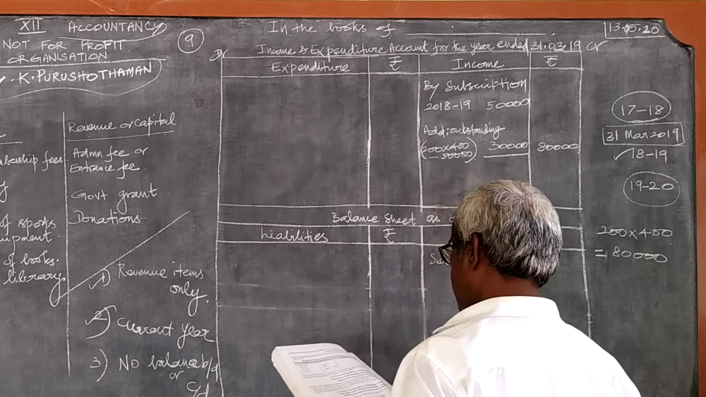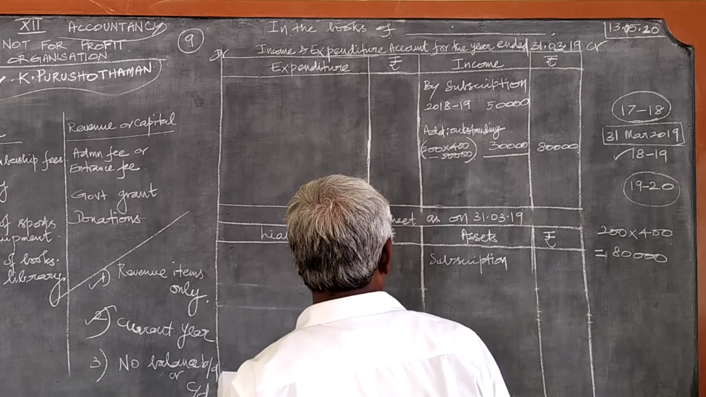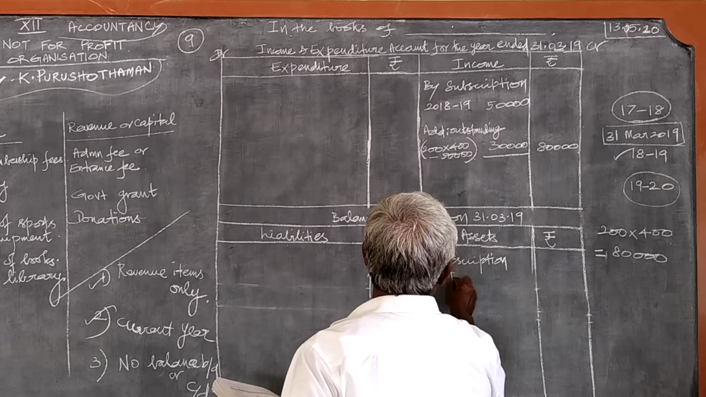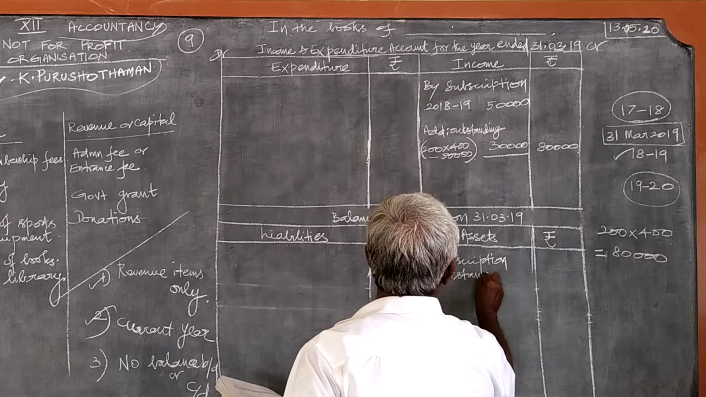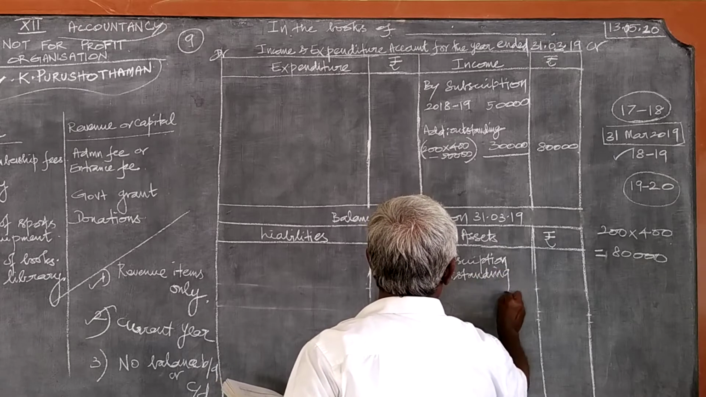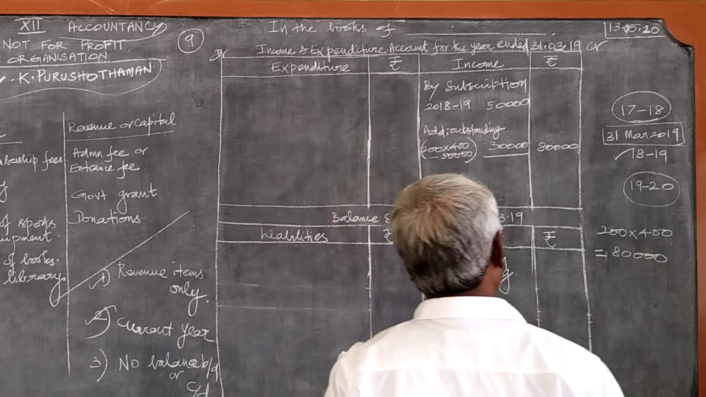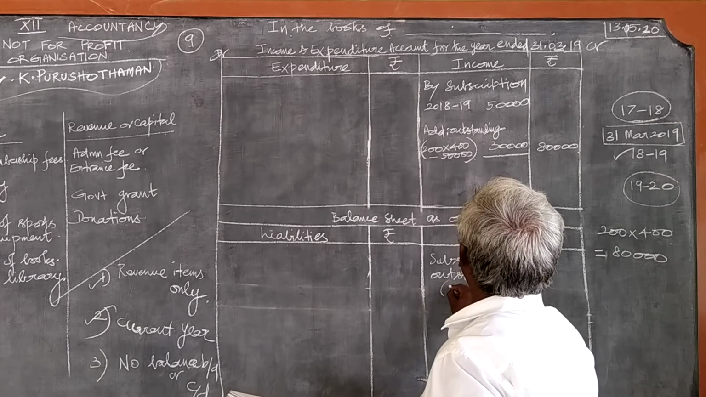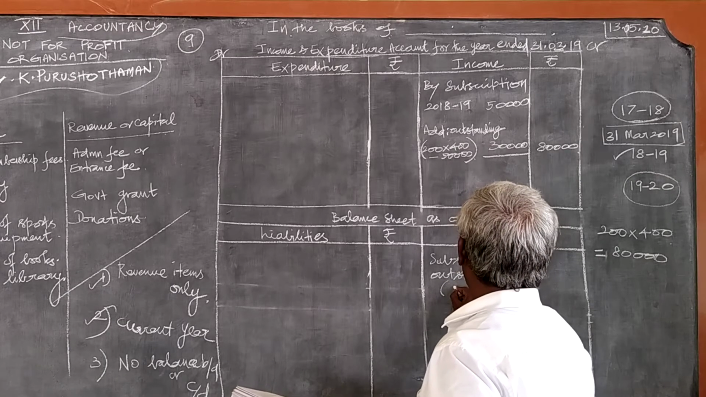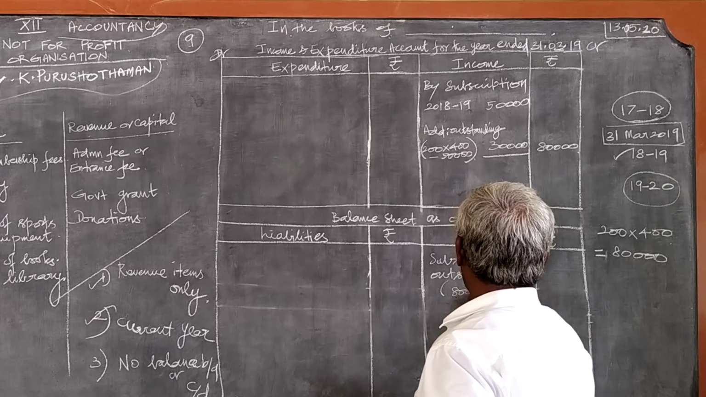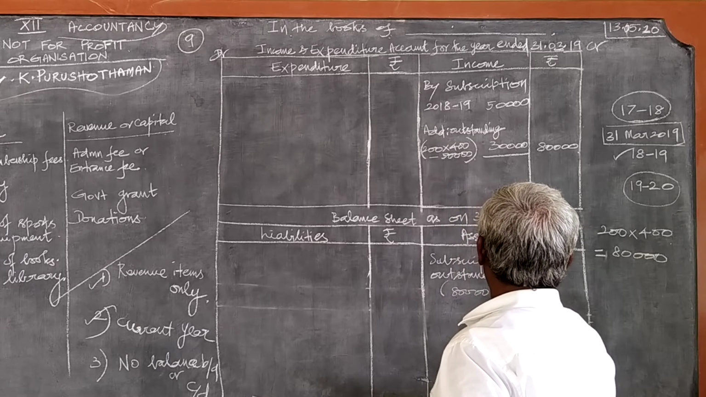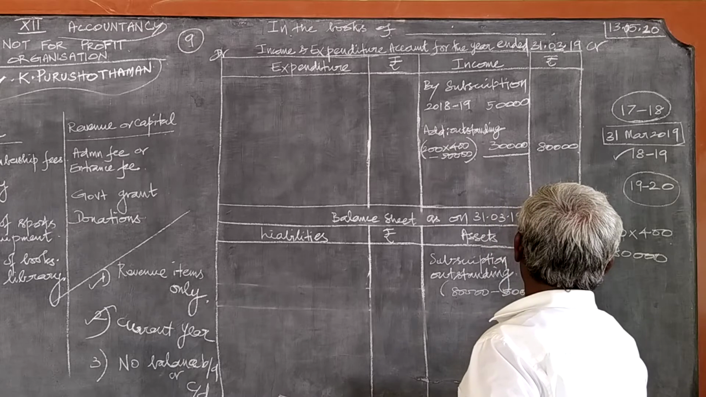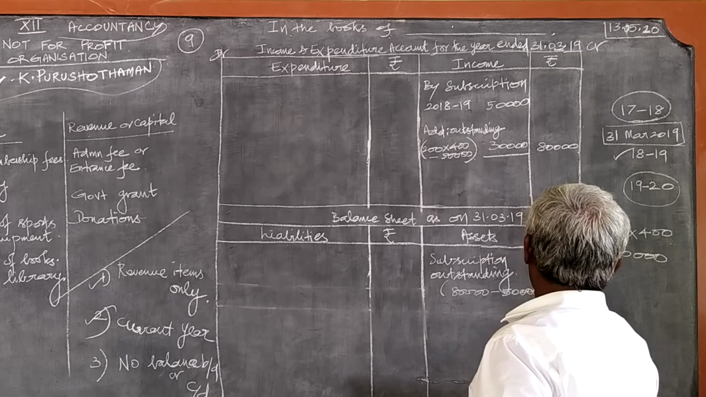Subscription amount outstanding already. Subscription outstanding. Already it is 80,000 minus 50,000. It is 30,000.